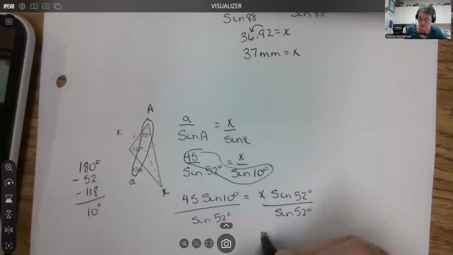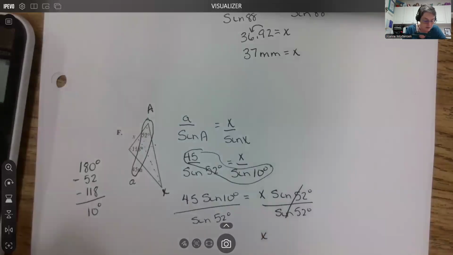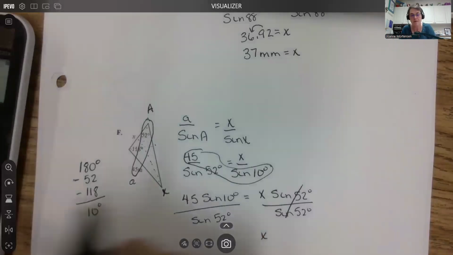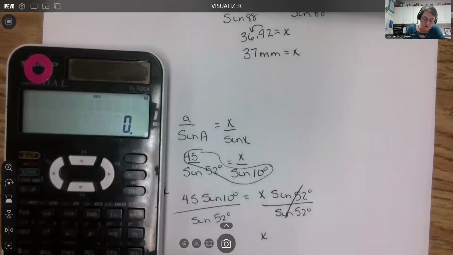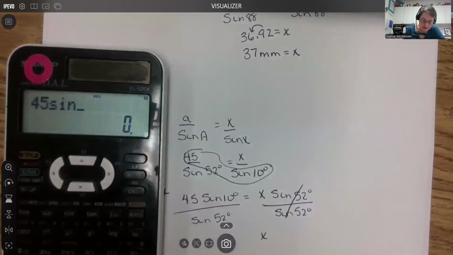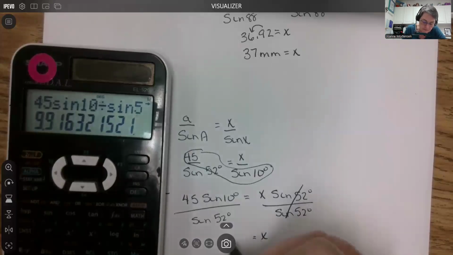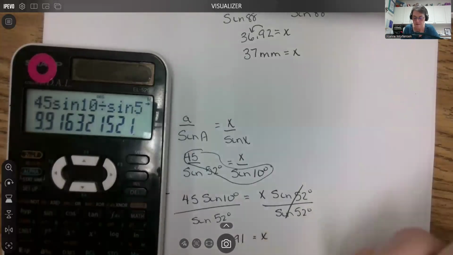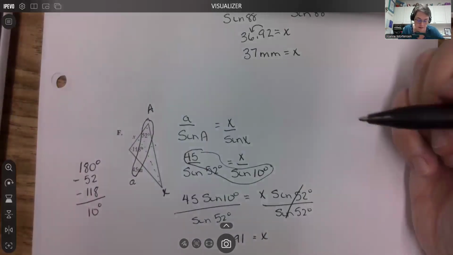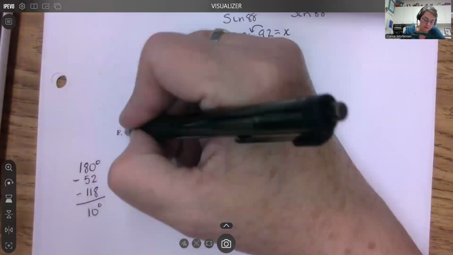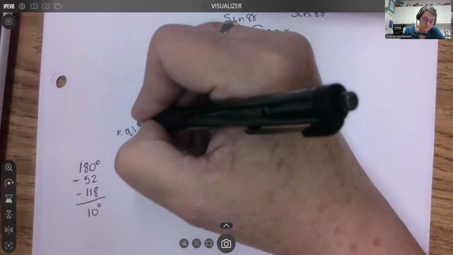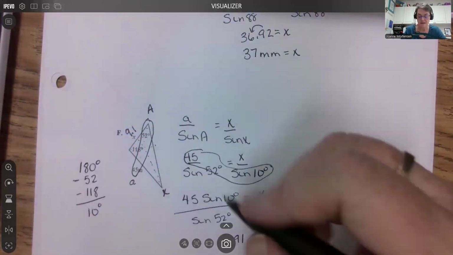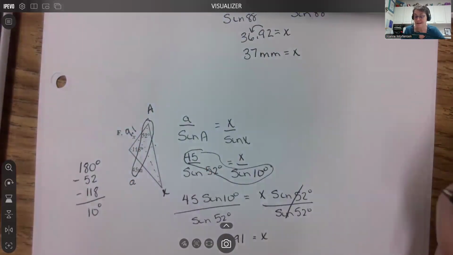X, remember, these cancel out to 1, so they disappear essentially. Over here, 45 sine 10 degrees divided by sine 52, 9.91. Let's see. Yeah, it could be. It's pretty small. Not 100% sure that diagram's to scale. That doesn't look like a 10-degree angle. Anyway, doesn't matter. Trust the process.